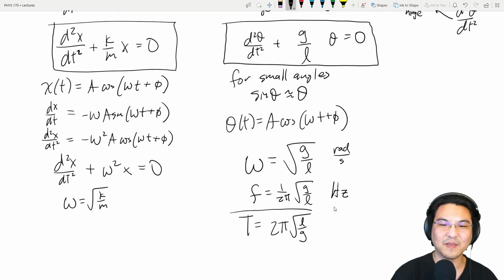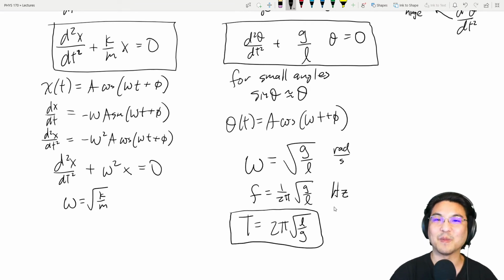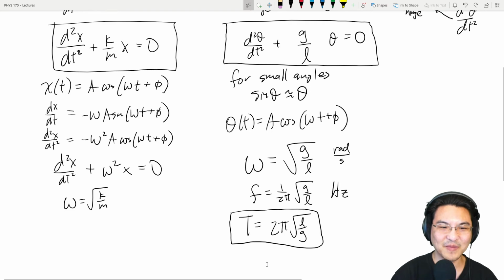Okay, now for those of you in lab, when we did the pendulum lab experiment, I said that the period is a function of the length and g, like this, with no explanation. So here is the explanation. This is where it comes from.